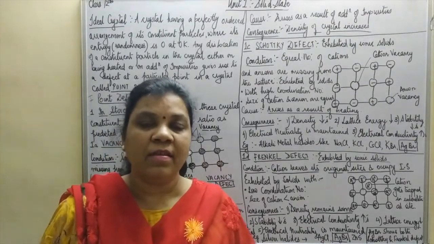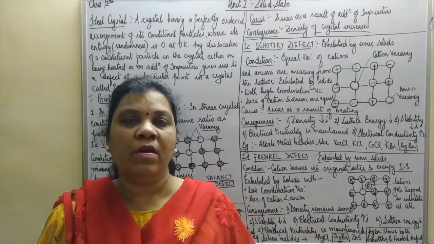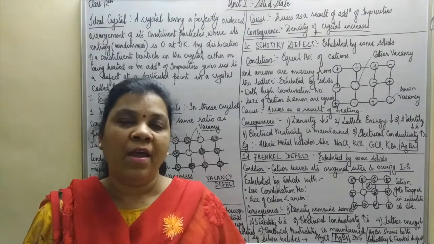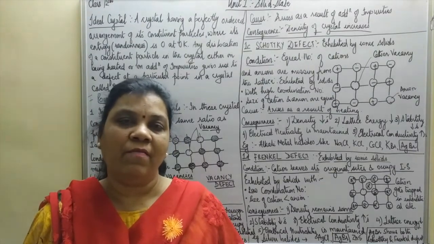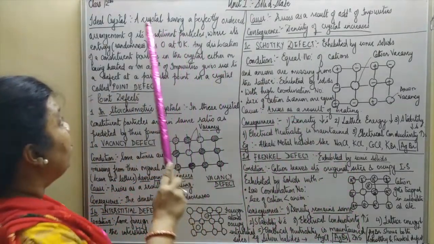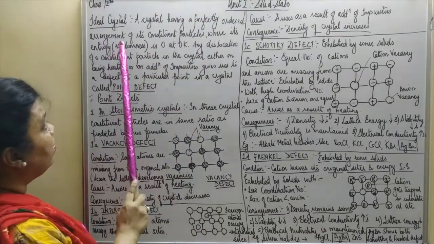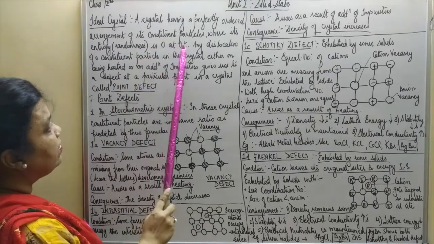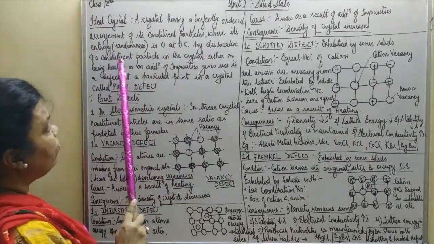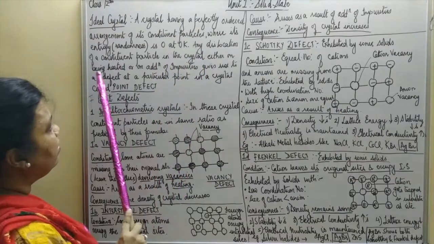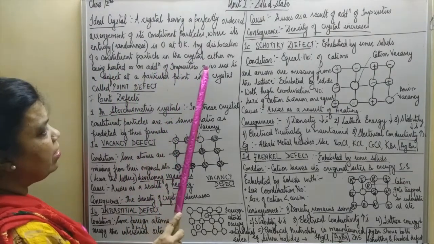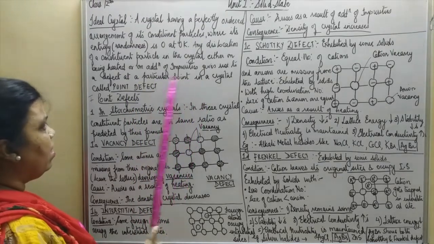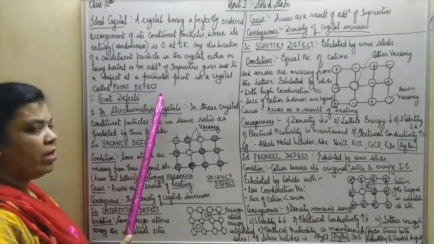An ideal crystal is one which has a perfectly ordered arrangement of all the constituent particles, and its entropy or randomness at 0 Kelvin is 0. So, in a crystal having a perfectly ordered arrangement of its constituent particles, where its entropy or randomness is 0 at 0 Kelvin, any dislocation of a constituent particle, either on being heated or on addition of impurities, gives rise to a defect at a particular point in the crystal. And such defects are called point defects.